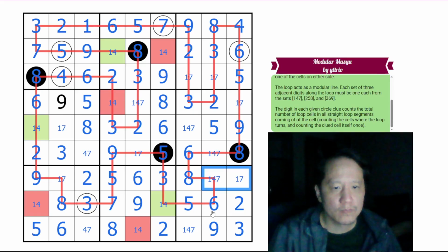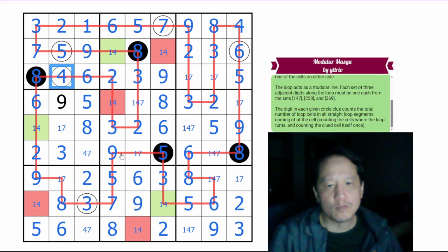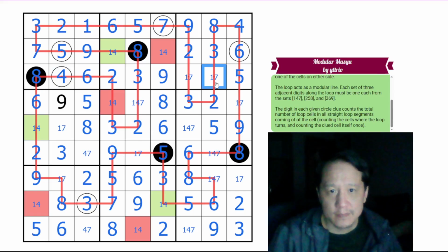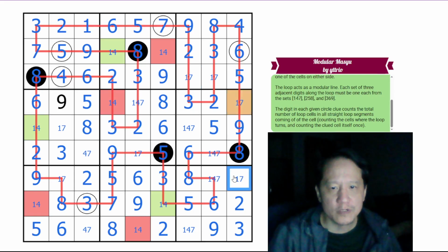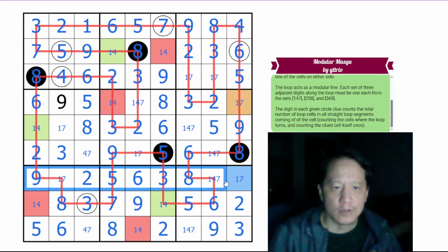Okay. What about 1, 7 pairs? I guess we'll make this yellow and this blue. Does that help? Not particularly. What about if this is orange and this is blue? So blue has to be one of these two. Oh, we have a 1, 7, 1, 7 pair in row.